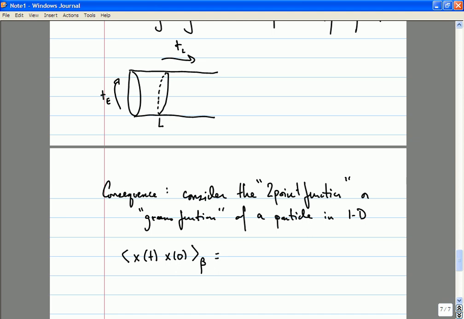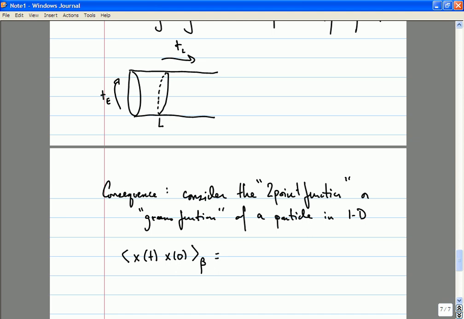Maybe I should restate something I said earlier. The best way of physically thinking about this Green's function, so this is a function of time, and what is this function of time telling you? It's telling you that if you perturb the system by hitting it at time t equals 0, what sort of response are you going to get at some later time t? So you imagine perturbing the system by acting with the operator x at time t equals 0, and asking what sort of response you would get at some later time t.